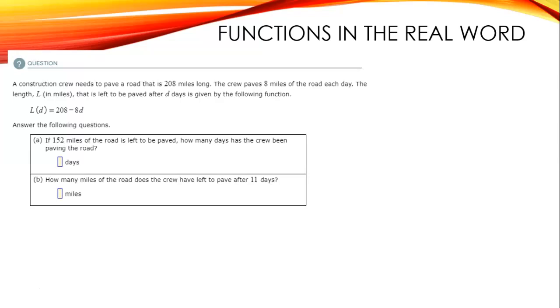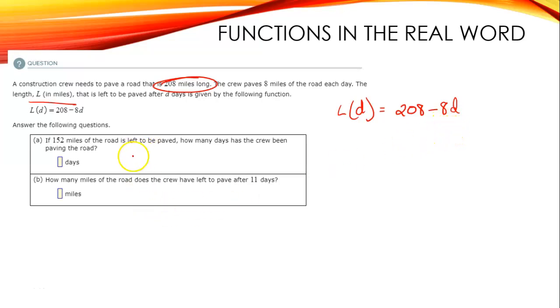They're not always going to give you the input. Sometimes you're going to be given the y or the output, and you'll need to pay attention to which one. So we've got this construction crew. They need to pave a road that's 208 miles long. What we're finding is the length in miles that's left to be paved. So the number of days is going to determine how much length is left to be paved. It starts with 208, and then they pave, so we're taking that away from what still needs to be done, 8 miles each day.